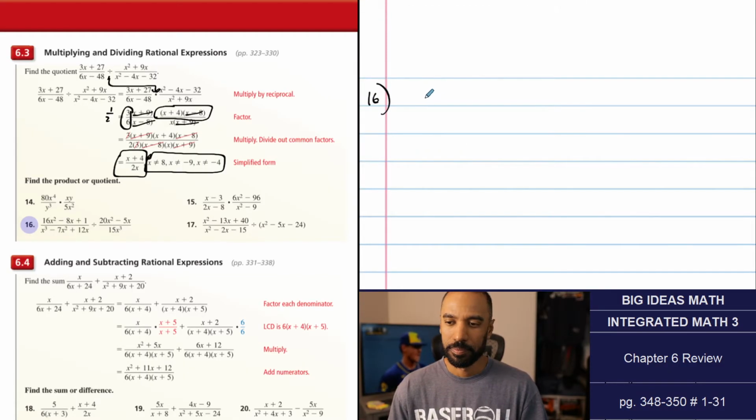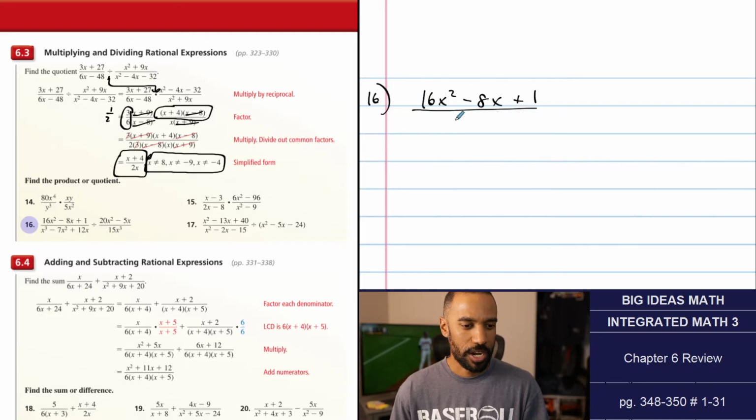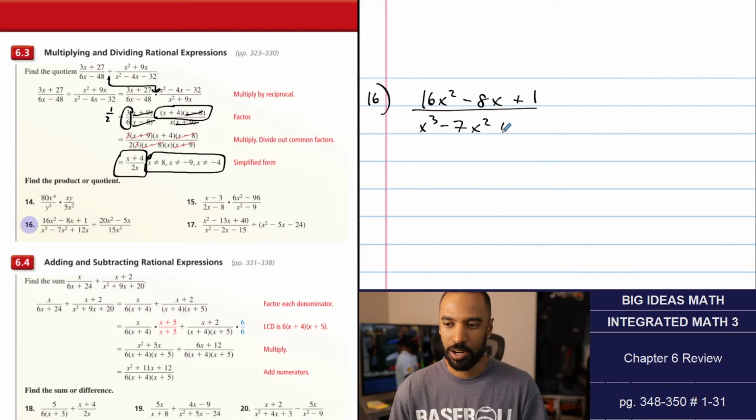Number 16. Ooh, this is a perfect square trinomial. It's a different kind, but it is one. We have a perfect square trinomial up top we're going to factor. We can common factor an x here, among other things. All right. I'm seeing things as they are.